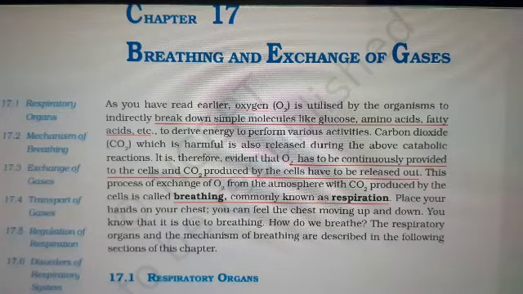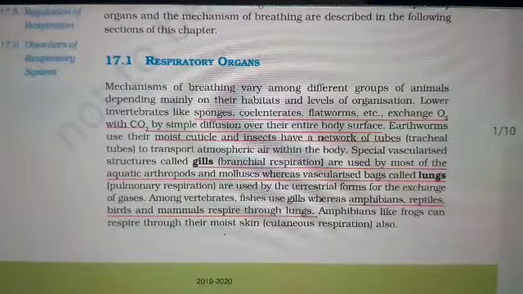In the next paragraph, respiratory organs. Based upon the type of animals, that is, the different groups of animals, mainly their habitat and levels of organization, the respiratory organs are different from animal to animal. In the case of lower invertebrates, for example sponges, coelenterates and flatworms, the exchange of oxygen as well as CO2 is by simple diffusion. There is no proper development of respiratory organs in lower invertebrates. That's why in sponges, coelenterates and flatworms, the gases, oxygen and CO2, are exchanged by simple diffusion over the entire body surface.